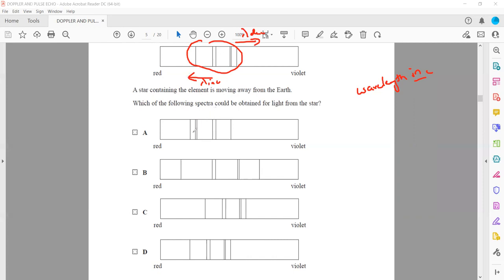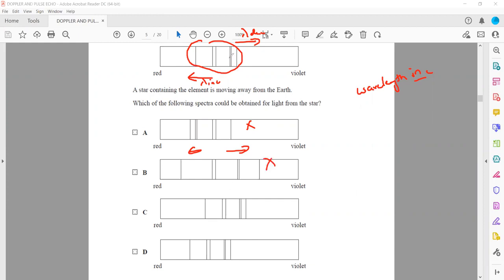When we check the options, why is A wrong? According to A, the pattern has changed; it is completely inverted. What was on the right becomes left, and what was on the left becomes right. That's why A is wrong. Why is B wrong? In B, the pattern expanded on both the right and left sides, but practically that is not possible. Whether the object is moving towards or away, it cannot move in both directions. So it cannot be B.